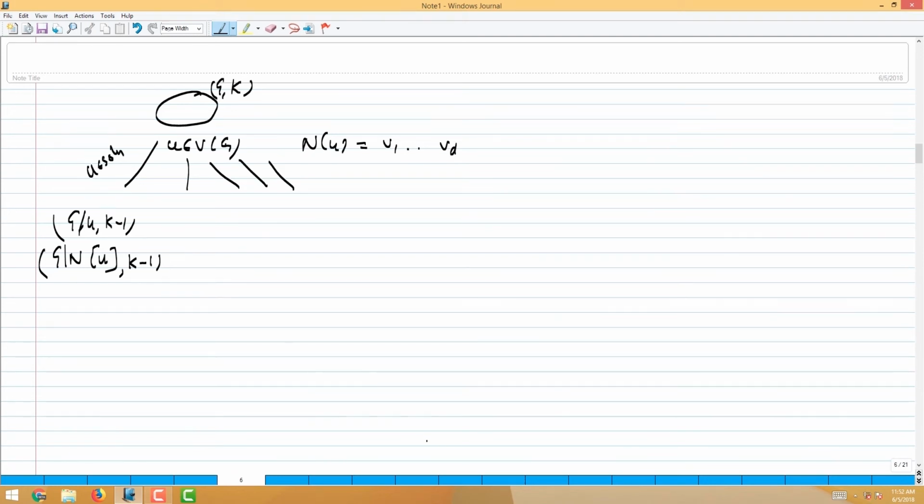For dominating set, is it true that if I have a dominating set in a graph of size k, then every subgraph of it will have a dominating set of size k? Give me an example where it doesn't hold. So intuitively, why should that not be true? Mimiko? C4, okay. Oh, take another vertex. Cool, very good.